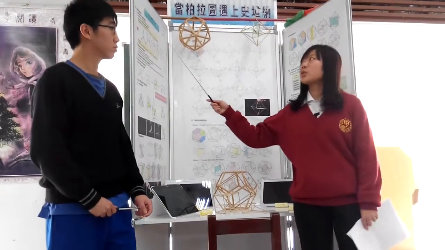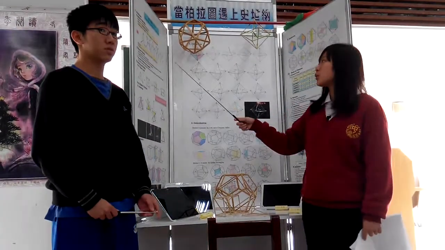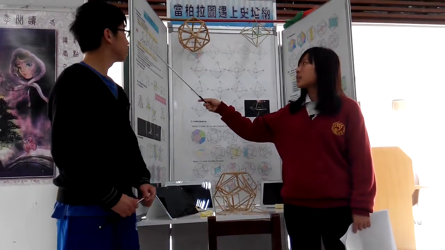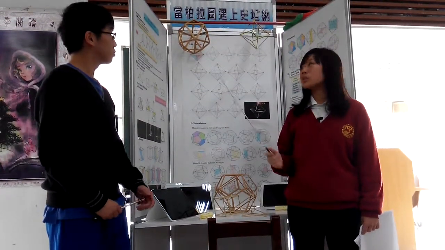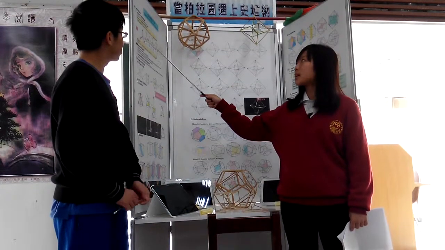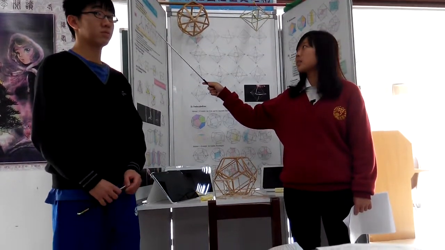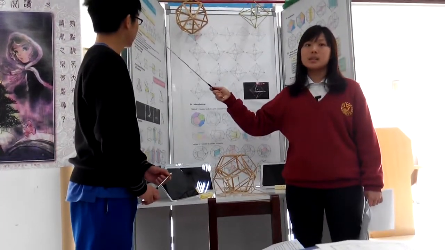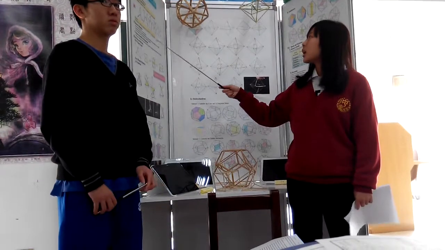This is our introduction. In triangle ABC, we want to find a point S such that the sum of the distances of segment SA, segment SB, and segment SC is shortest. We call point S the Romantic point.